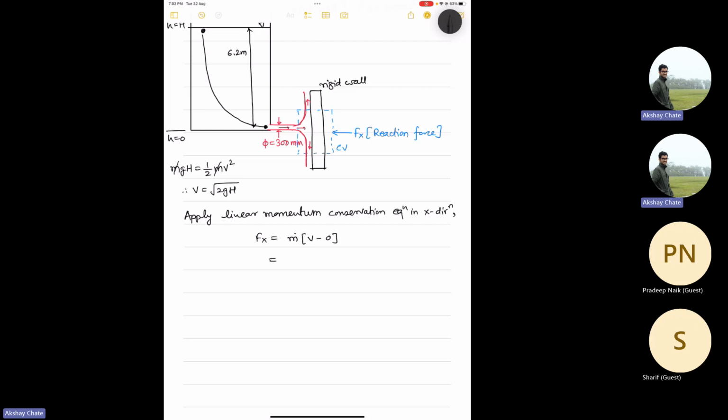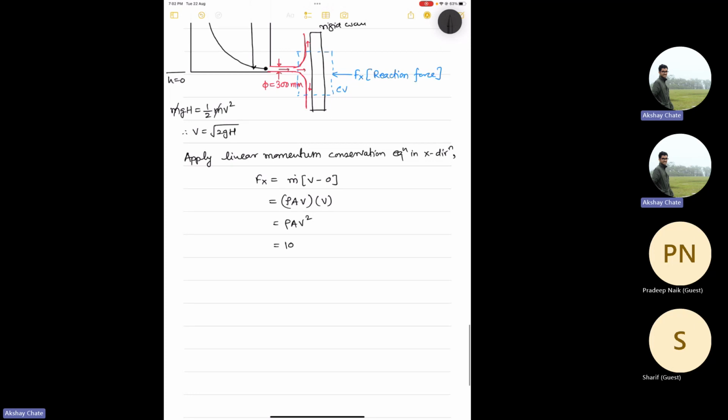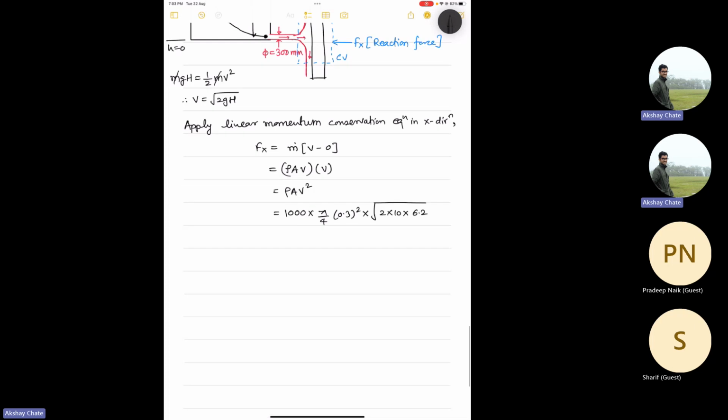Therefore, Fx becomes m dot, which is nothing but rho a v, and here v, so it is rho a v square, and now it is water, so it will be 1000. Area will be pi by 4 d square. It is 0.3 meter square, so 0.3 square into velocity. Velocity was under root 2gh. So in the question it is given that take g as 10 and h as 6.2 meters. So if you do this calculation, you should get 8.76 kilonewton.